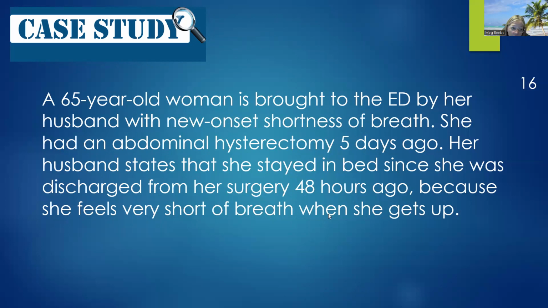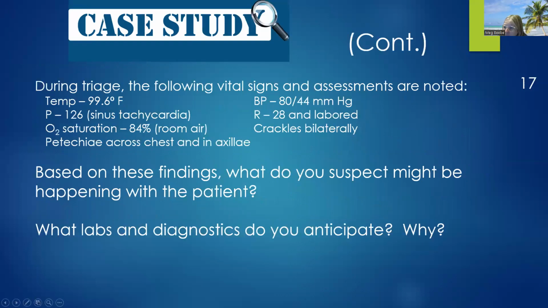Well, we know that the number one cause of a pulmonary embolism is a venous thrombosis of some type. She is at a high risk for venous thrombosis or thromboembolism because of her prolonged immobility, the advanced age, and because of her recent surgery. So we are thinking possible PE for this woman, right?